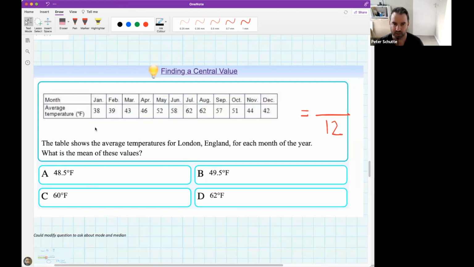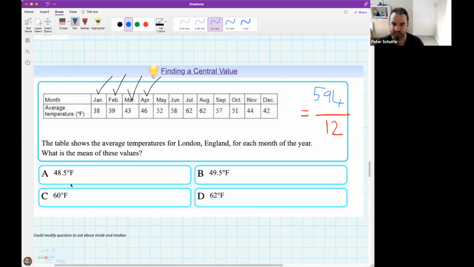So I think we have to add up all of these items, right? So 38 plus 39 plus 43 plus 46, and we get a total, or we get the sum. What are you guys getting as your sum? What are you getting as the amount that you add up to? So it said that it's 594. Did anybody else get 594? Yep. So we go 594 divided by 12.